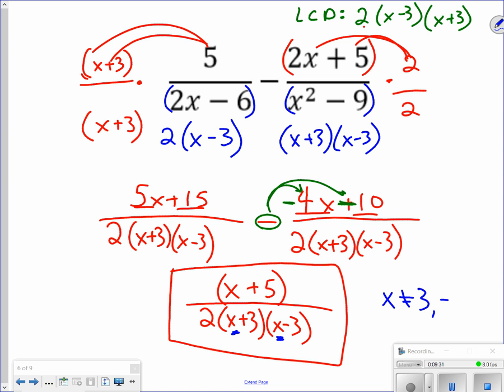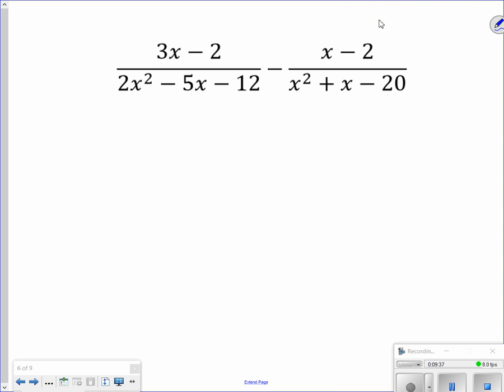Okay? All right, one last example. Time to get to the tricky ones. Boom. Lots and lots of stuff going on, but hey, we can do this, no problem. Follow the same steps. We want to determine our least common denominator first. So I want to factor the two denominators.